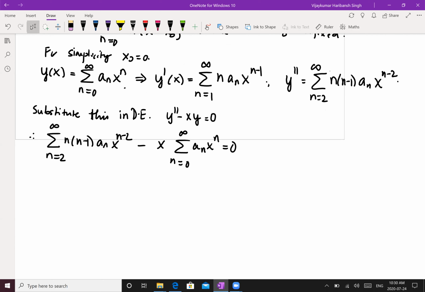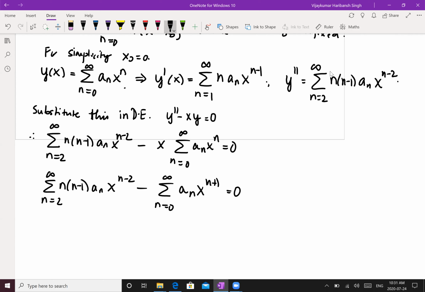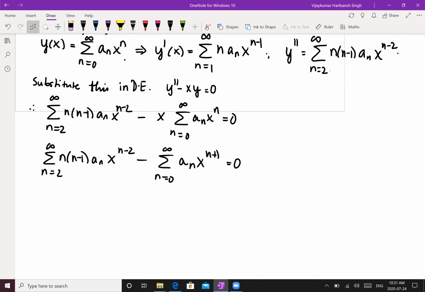We want to equate the powers. So this is going to be summation n equals 2 to infinity n(n minus 1) a_n x to the power n minus 2, minus summation n equals 0 to infinity a_n x to the power n plus 1. Now we want to basically make the powers equal. So let's start on that.